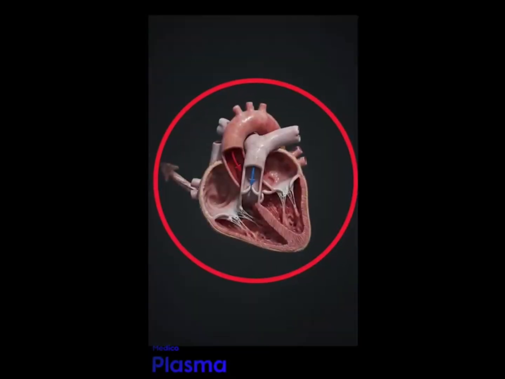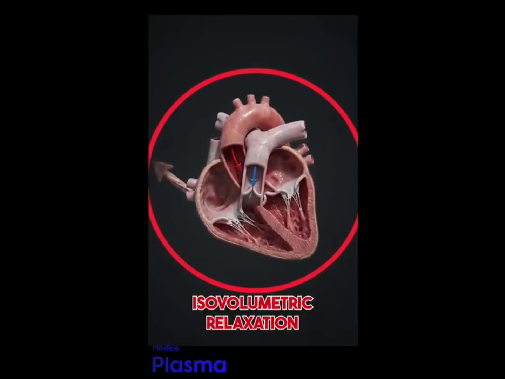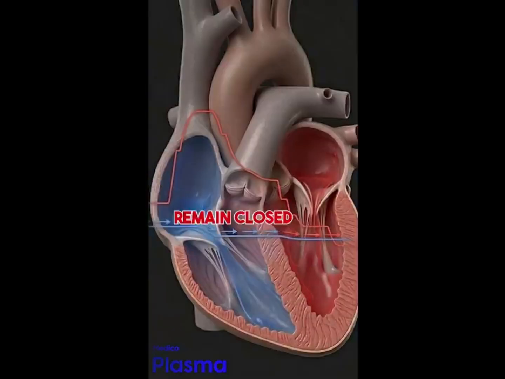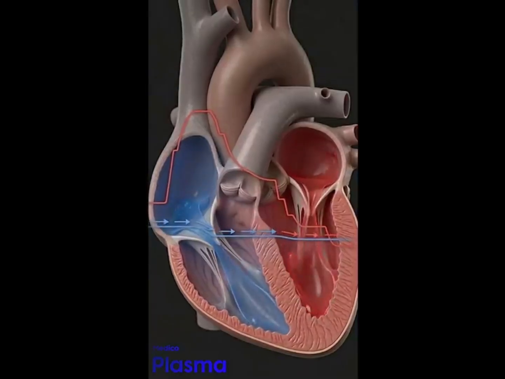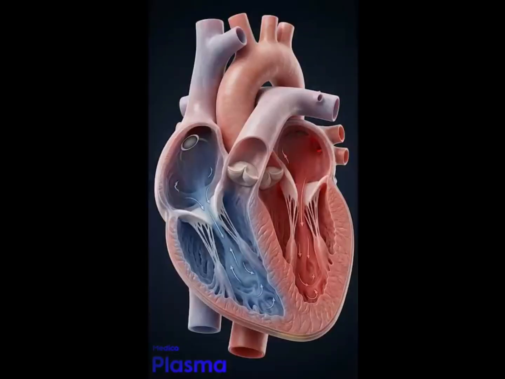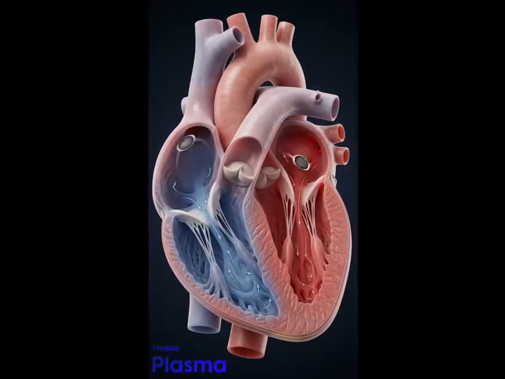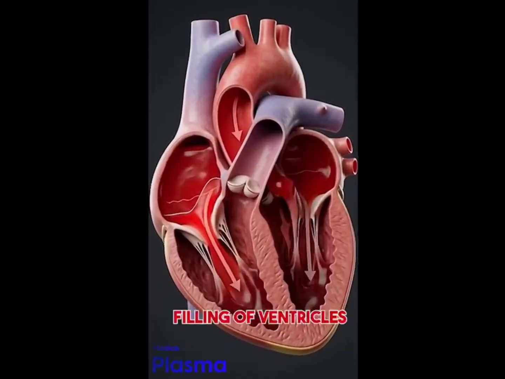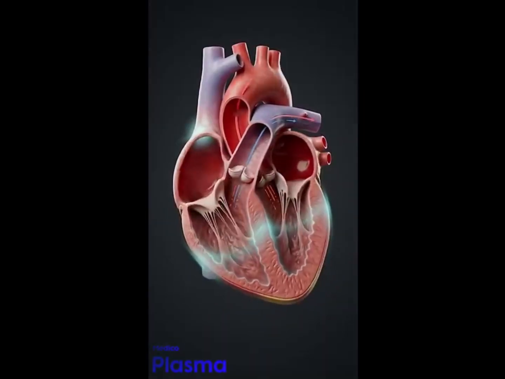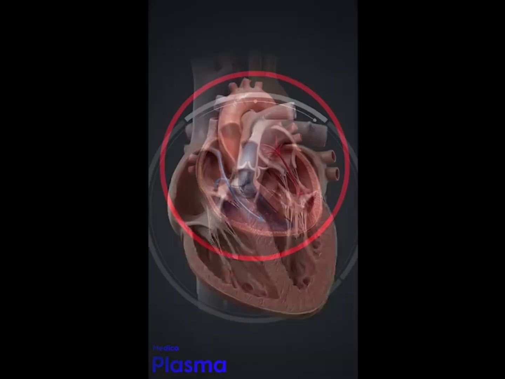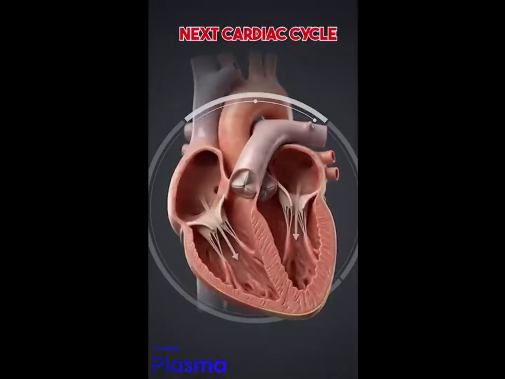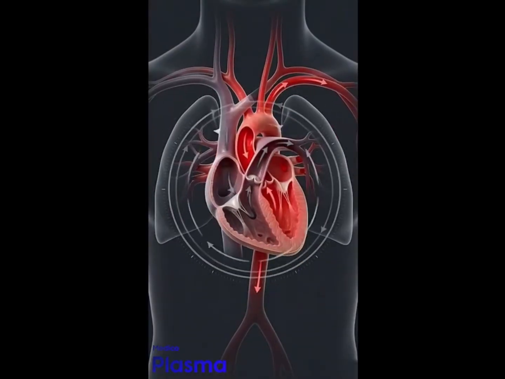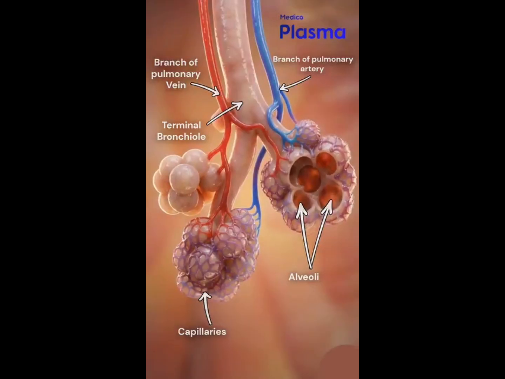The ventricles then enter isovolumetric relaxation, during which all valves remain closed and ventricular pressure decreases without a change in volume. When ventricular pressure falls below atrial pressure, the atrioventricular valves open, allowing passive filling of the ventricles. This initiates ventricular diastole and prepares the heart for the next cardiac cycle, ensuring continuous and efficient blood circulation.